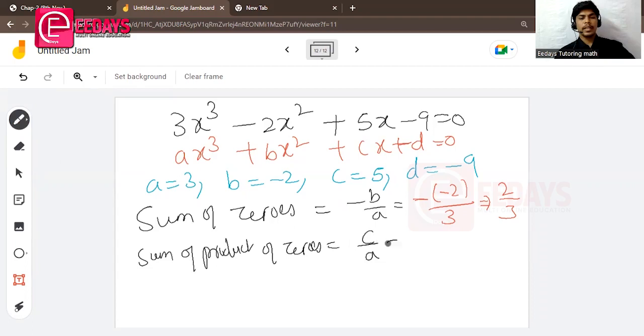The formula would be c by a. Let's substitute c by a. C here is 5 by 3. So you'll get 5 by 3 only, plus 5 by 3.